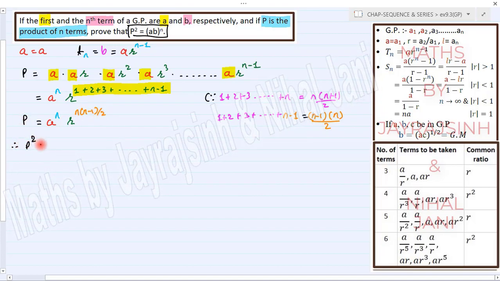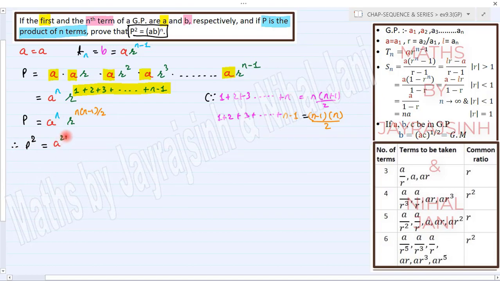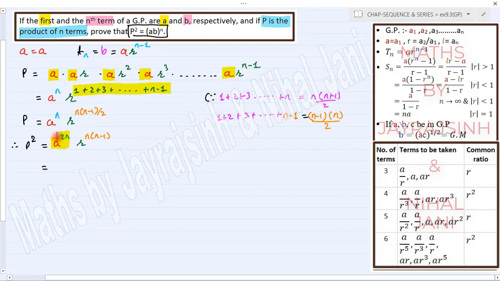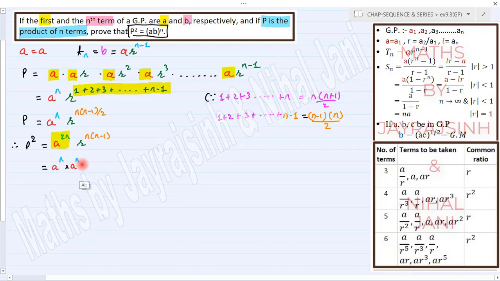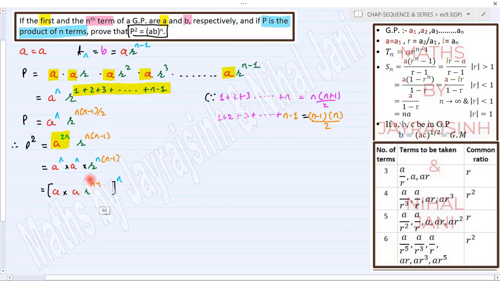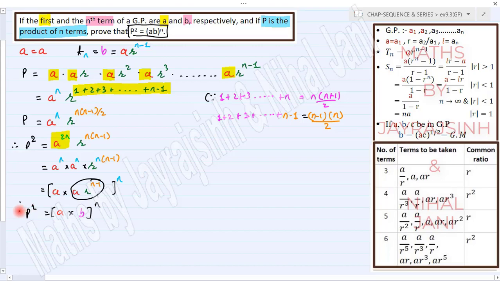Now if we square both sides, we will get a raised to 2n and r raised to n into (n minus 1). So here let's treat a raised to 2n as a raised to n into a raised to n, and r raised to n into (n minus 1) will remain as it is. So if we take the whole raised to n common, we will get a into ar raised to n minus 1, which is actually your b. So we will get P square is equal to (ab) raised to n. Hence proved.